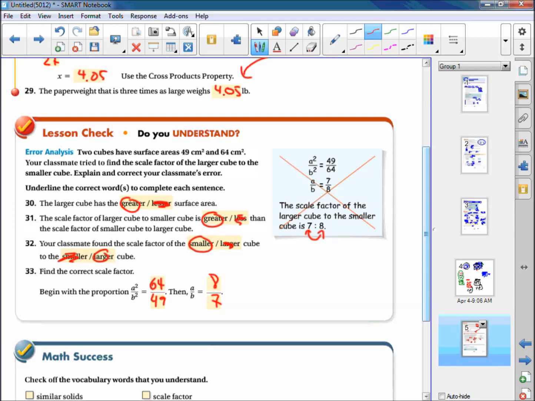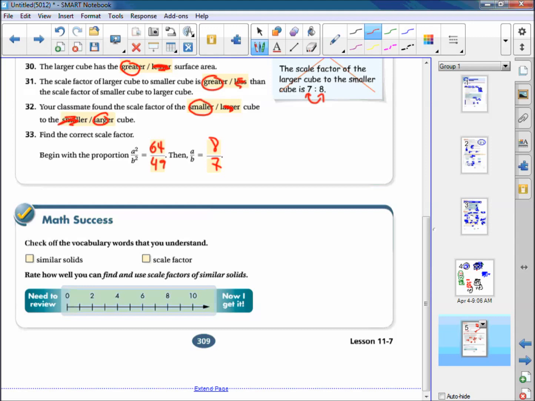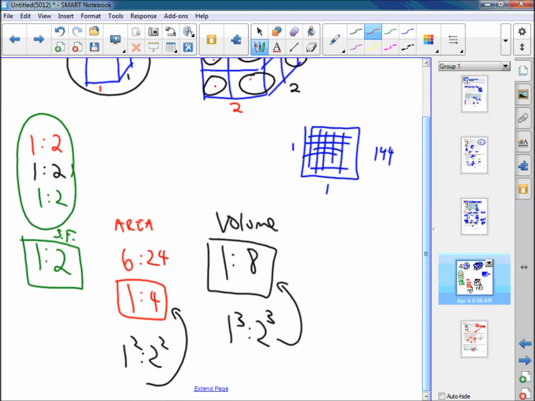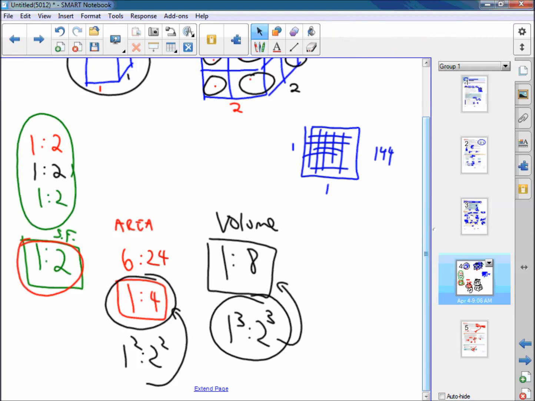Okay. All right, let's take a look at our last bit here. Check off the vocabulary words that you understand: similar solids, scale factor. Hopefully you're on both of those. Rate how well you can find and use scale factors of similar solids. Hopefully you're good here, but you might need to watch this video again. It's got some tricky stuff in here. So just remember to go back and look at this page, and it helps explain why, if a scale factor is 1 to 2, the area would be squared of each of those, and the volume would be cubed of each of those. Okay, so that's the important thing in here.